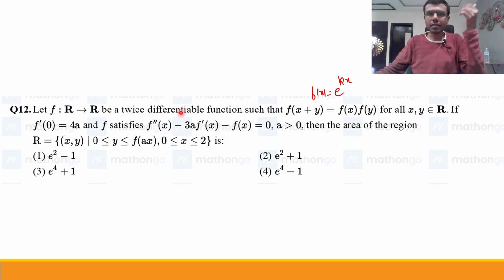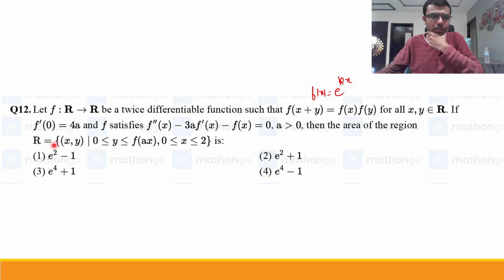Now, it's a twice differentiable function such that, like this, we got f of x is e power kx. Now f dash 0 is 4a, and f double dash x minus 3a into f dash x minus f of x equal to 0, and a is positive.